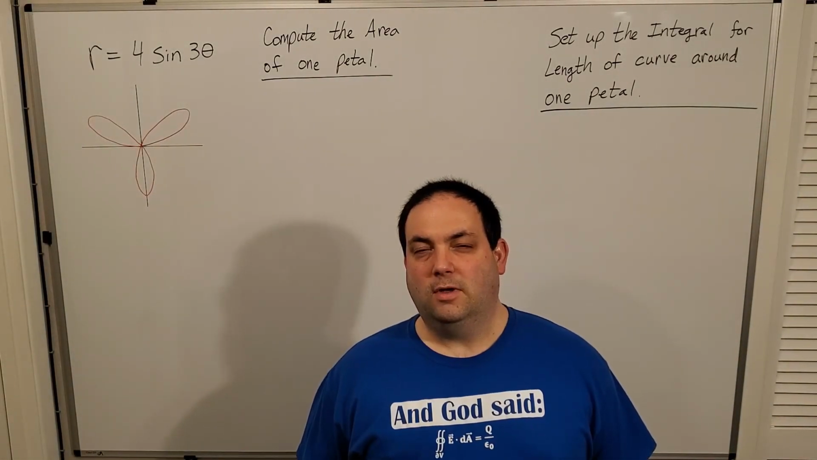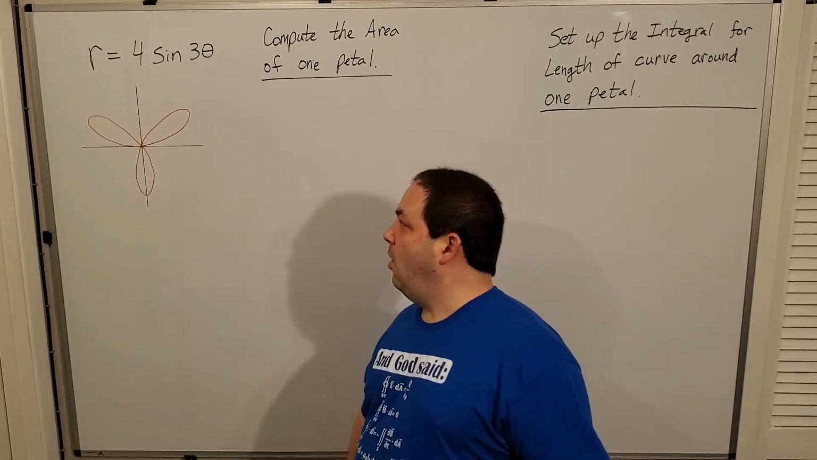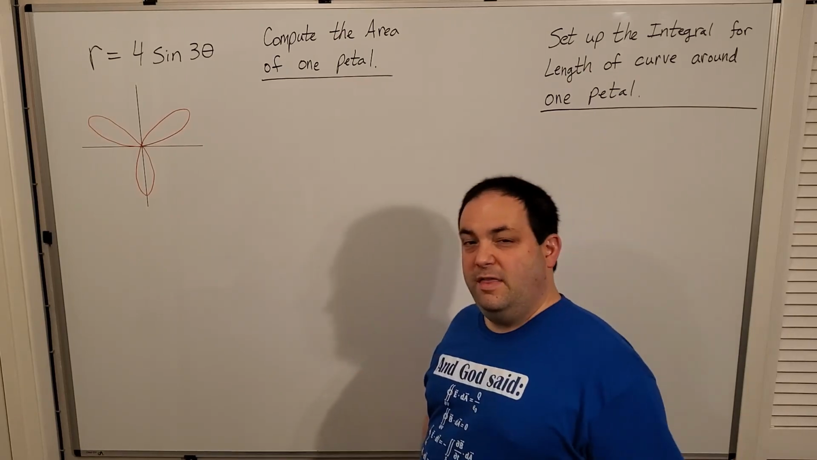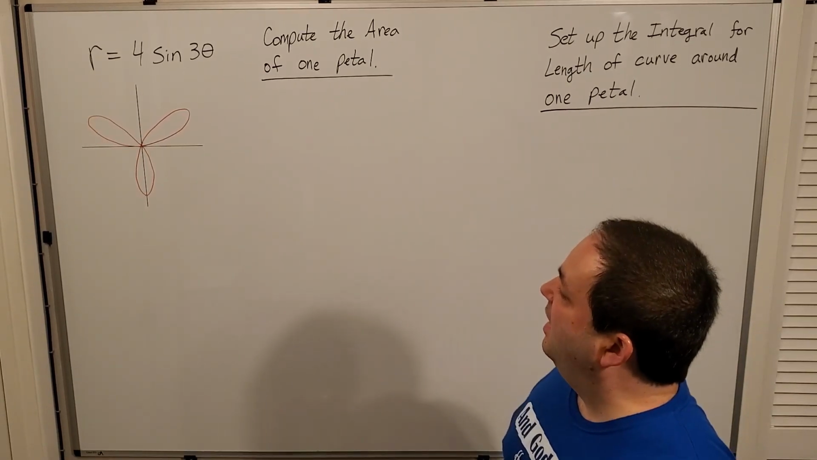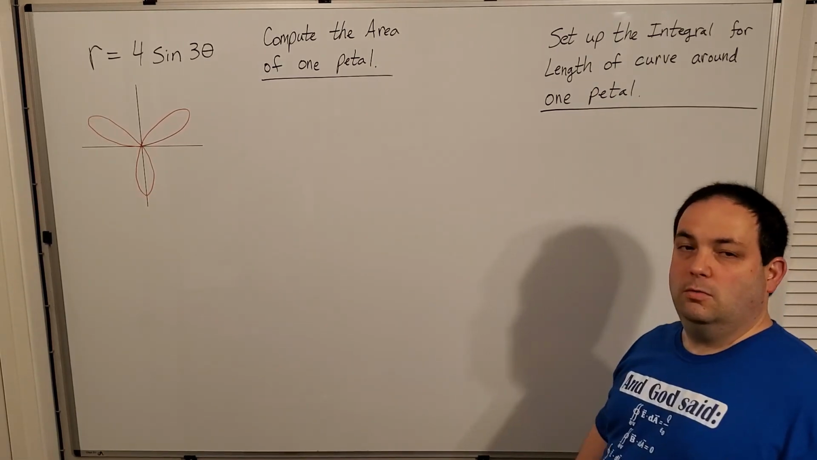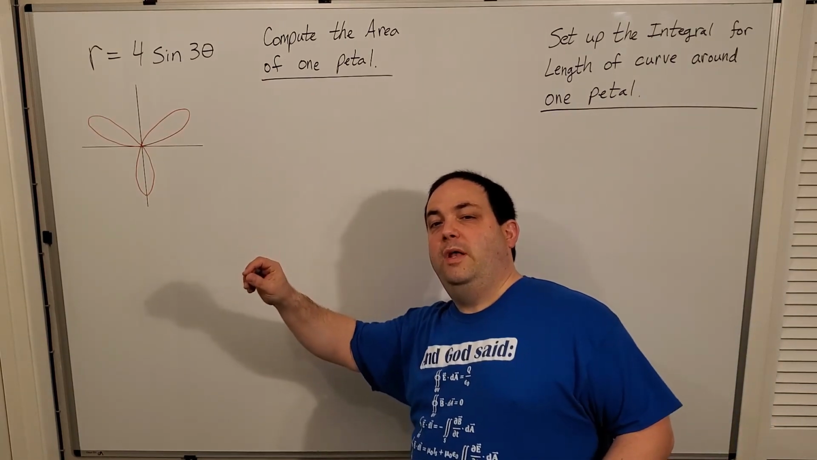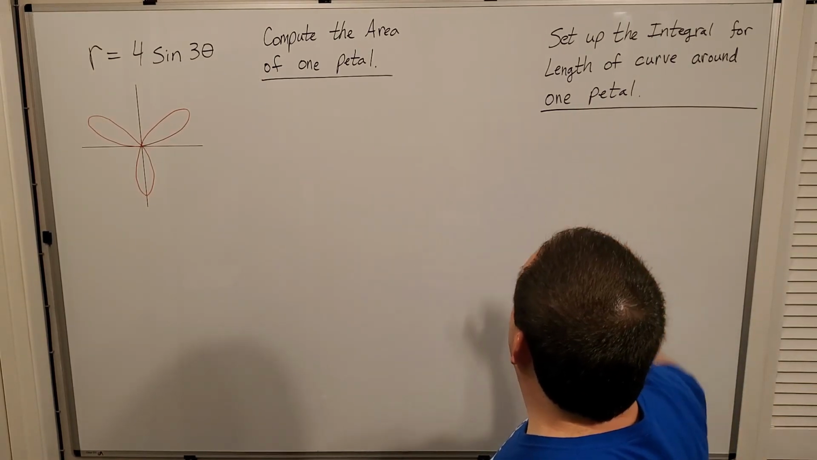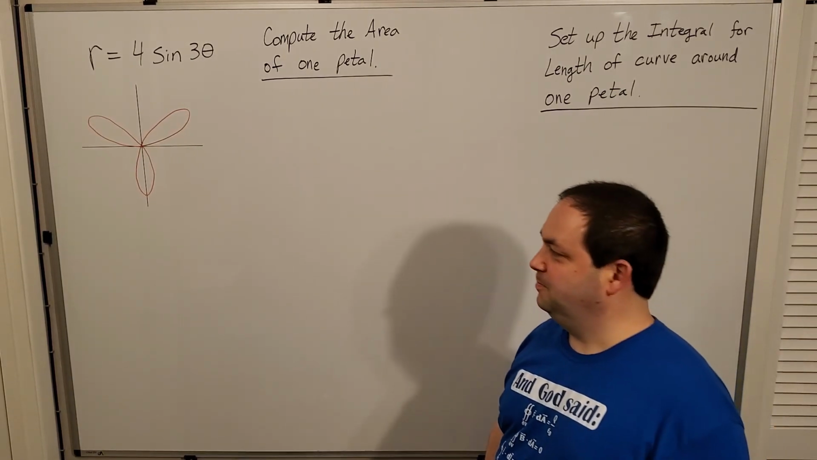Next, let's throw a little calculus into the polar coordinates. I've got r equals 4 sine 3 theta, and I'm asking that you find the area of one petal and just set up the integral for the length of the curve around one of the petals. Okay, and after we set up the integral, you'll see why it's just a setup problem.